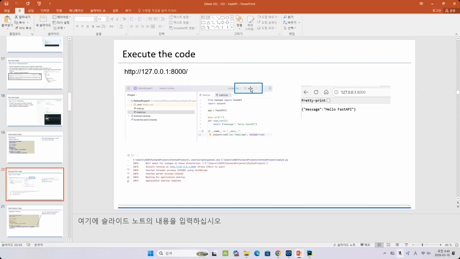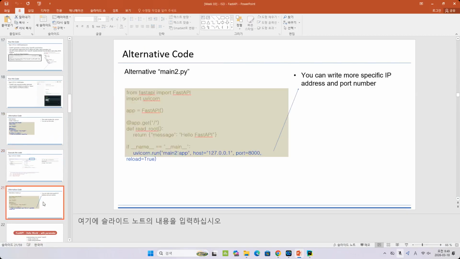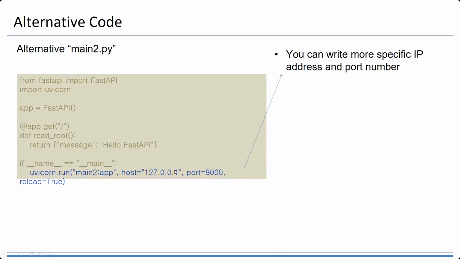Yeah, you can run with this play button in order to run the code. Or if you need to specify the port number, or if you need to specify the IP address, then you can specify it in this section. For example, the host I'm using is 127.0.0.1 and the port number is 8000. So I can specify it here and then I can run again with the specific host number and port number.